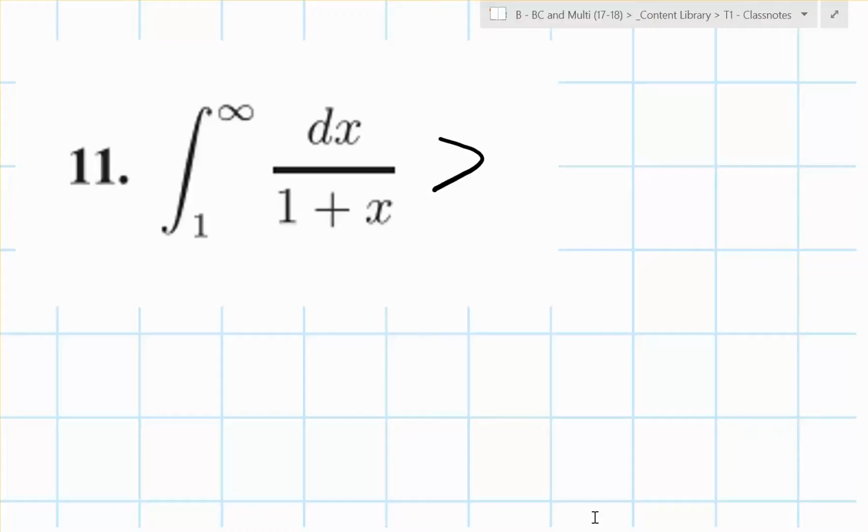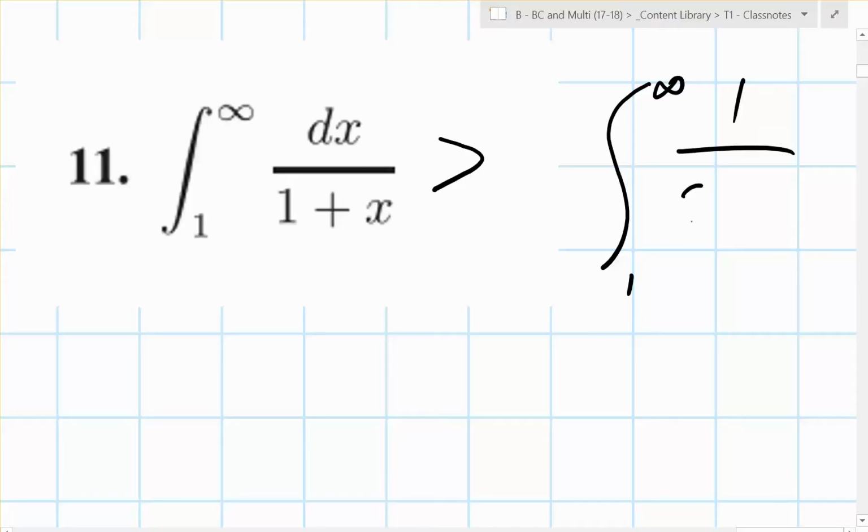It diverges, right? What about any multiple of 1 over x? 1 over 2x. So if you did the integral from 1 to infinity of 1 over 2x, how does that compare? It's always bigger than, finite doesn't matter, but for the infinity of terms, as x gets bigger than 1, what happens here? 2x is always going to be greater than 1 over x, right?